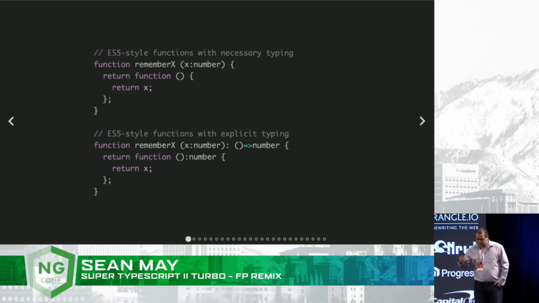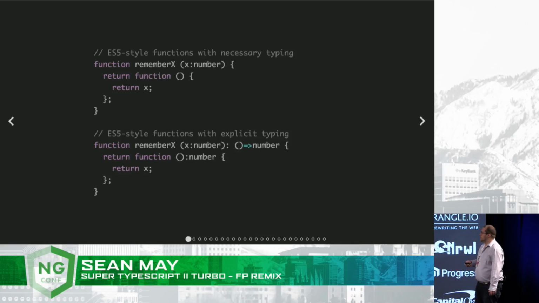Now, if the arrow functions are a little odd to you, we can do this in the ES5 way. The necessary typing, which is enough typing for TypeScript to know what's going on: we have remember x, which takes a number and returns a function which returns x.